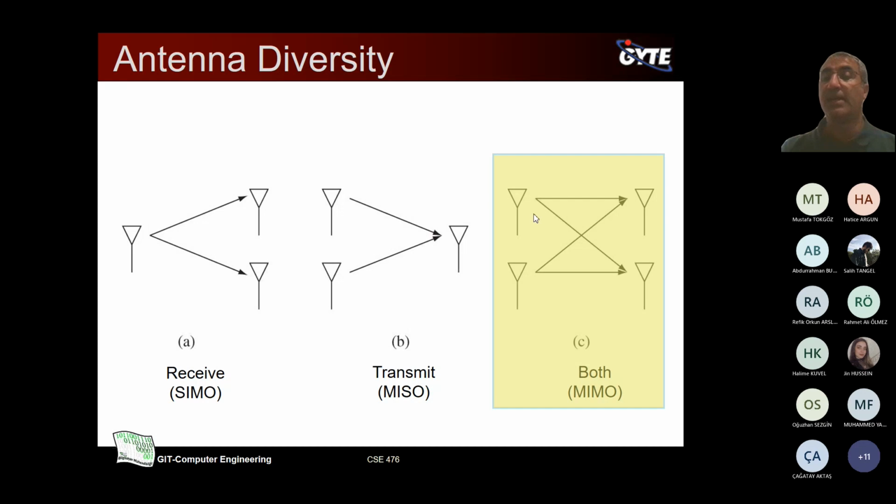We have multiple antennas at the transmitter and multiple antennas at the receiver side. So can you please give one real example to understand this clearly?